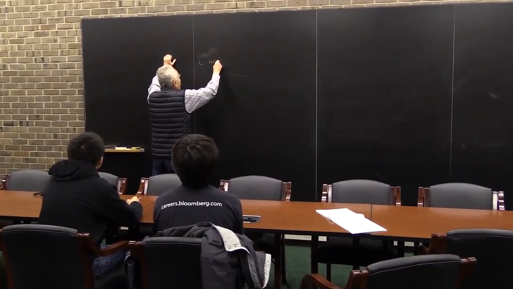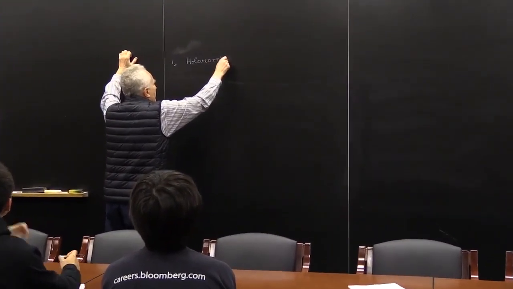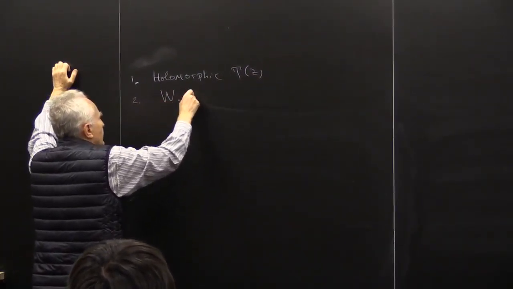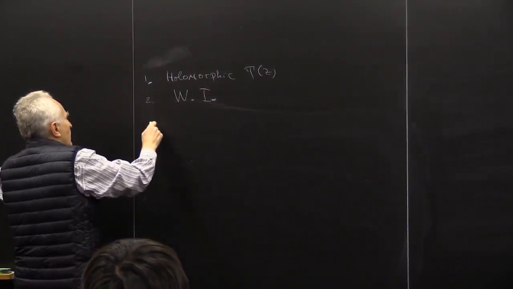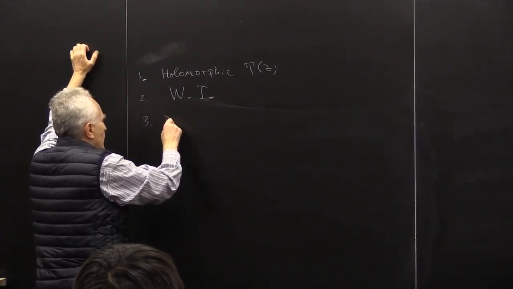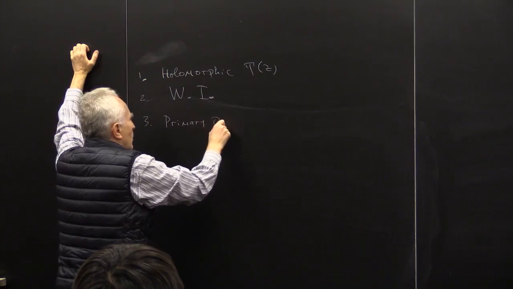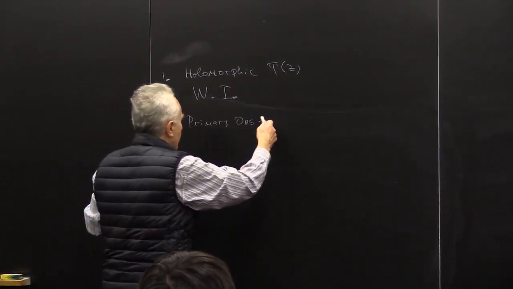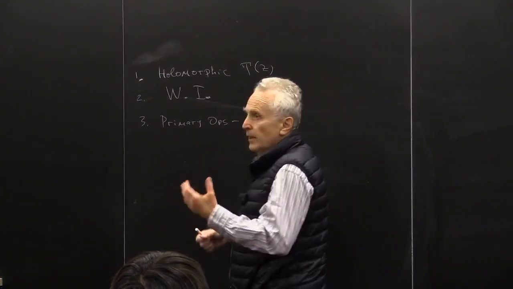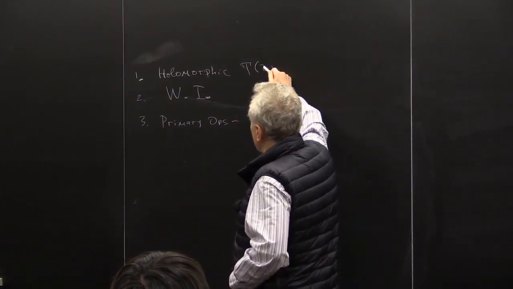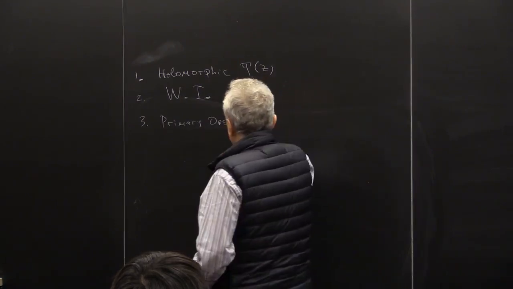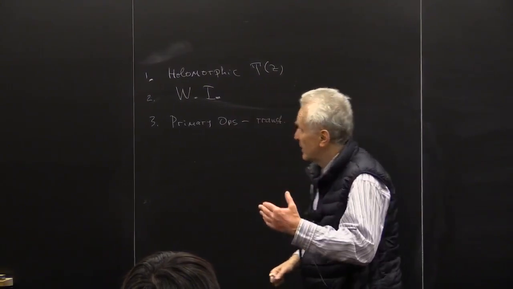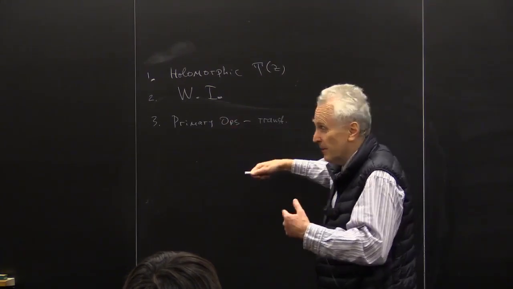Holomorphic T of Z, the energy momentum tensor. We have Ward identity. We have primary operators, which transform through themselves. That's basically the definition of the primaries: when you perform a holomorphic transformation of Z, the primaries transform through themselves, while the secondaries transform through themselves and the primary. That's the difference.